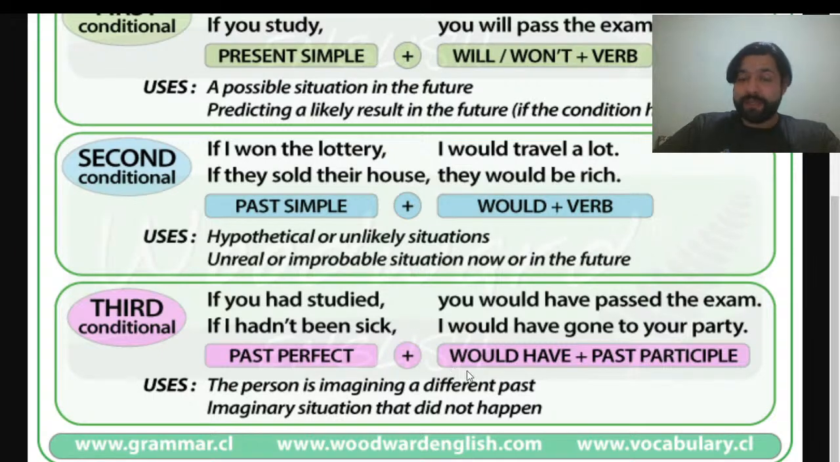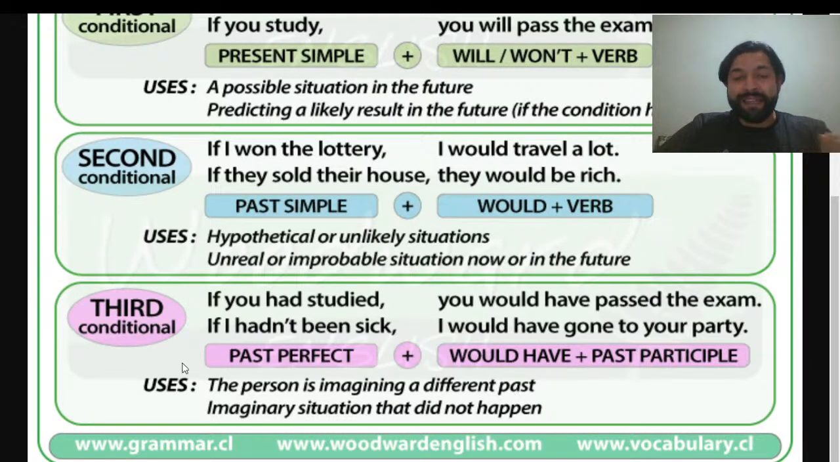And the second clause is would have in the third form, or could have in the third form, or might have in the third form. But you always need this perfect structure, have in the third form of the verbs. It sounds complicated, but we use the same thing in Portuguese. We usually use exactly the same logic when we talk in Portuguese. The use is when we are imagining a different past.